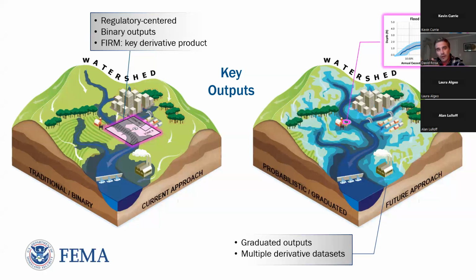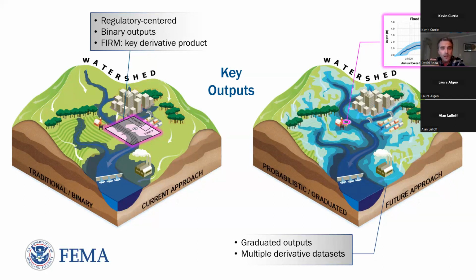As we shift towards that, to the right, to that two-dimensional probabilistic approach, one of the things that you can see on that top right is a flood hazard curve. So with this approach, we can get information, as I said, across a large range of recurrence intervals and the uncertainty associated with those estimates. And from that, we can produce graduated outputs to give a better sense of the nuanced and graduated risk that is in any given watershed.